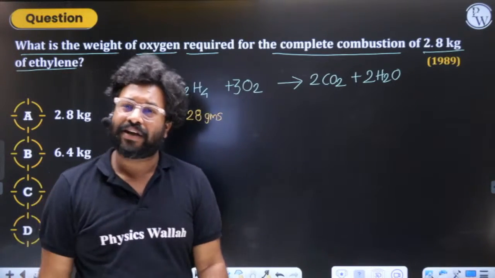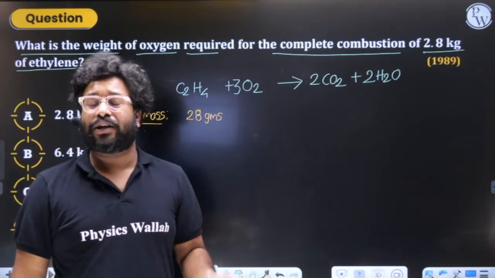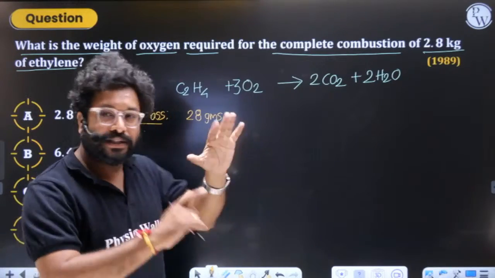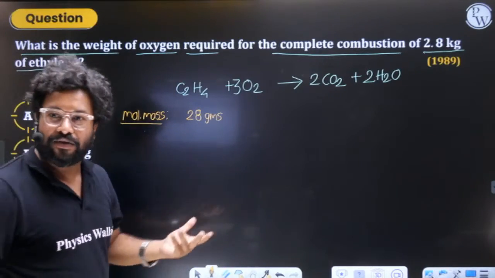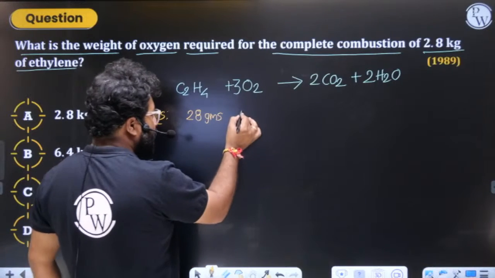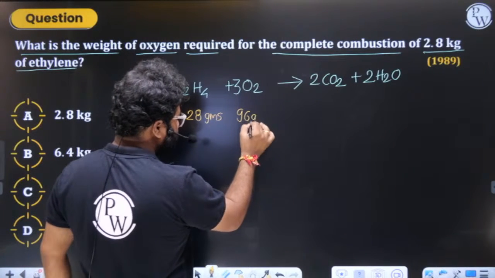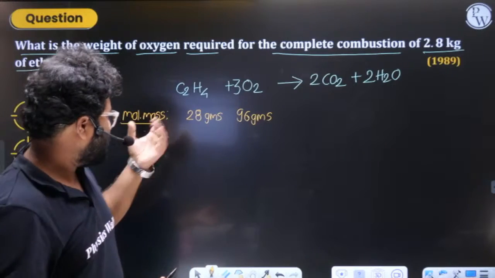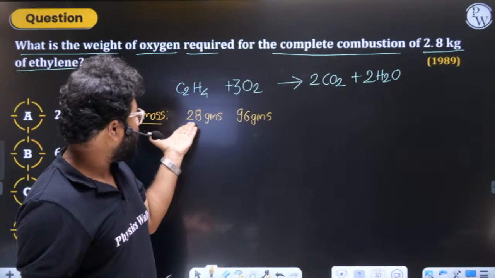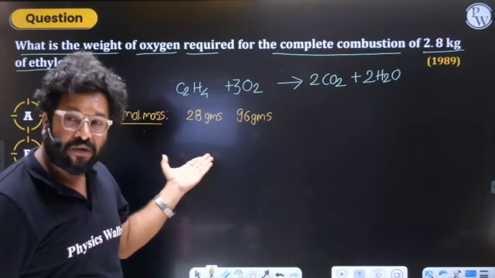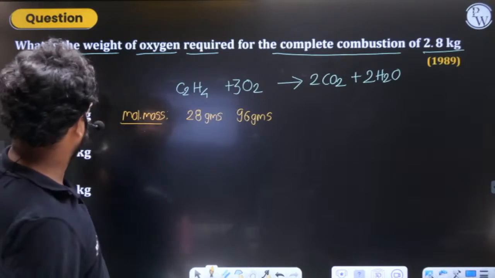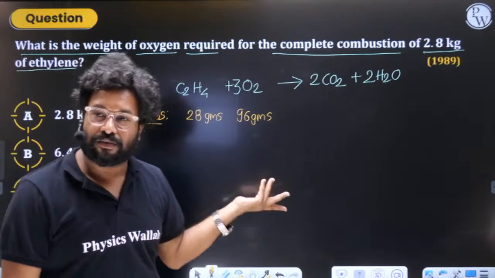So you are having 6 oxygen atoms here, right? The atomic mass of one oxygen atom is how much? 16. You got 6 oxygen atoms. 16 into 6, how much is it? 96 grams. Right? Now, 28 grams of ethylene requires 96 grams of oxygen. Then 2.8 kg of ethylene requires how much oxygen?